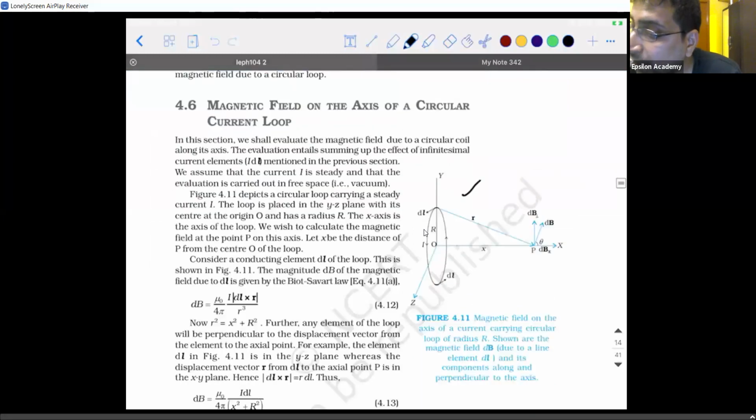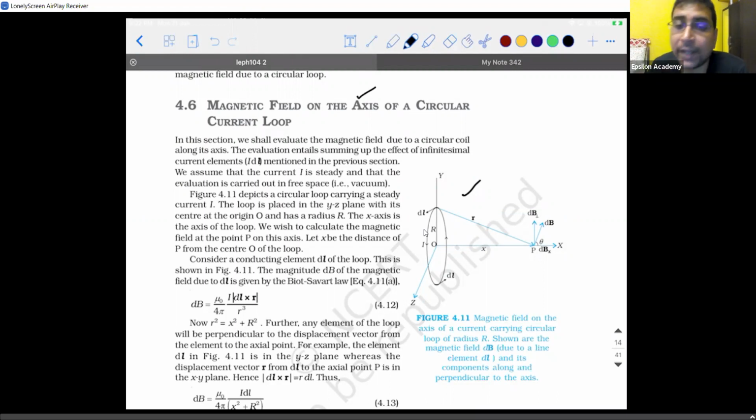So this is the one: magnetic field on the axis of a circular current carrying loop. Loop generally means one circle. That's it. There are two technical terms used in physics. Sometimes they use the word current carrying loop, sometimes they say current carrying conductor of n turns. What do you mean by n turns? N turns means n loops. A loop means one turn. Clear?